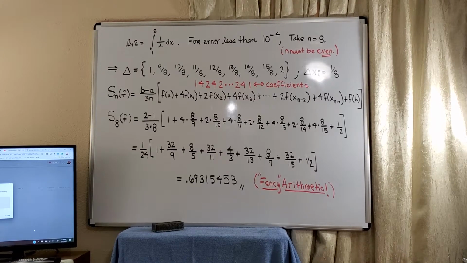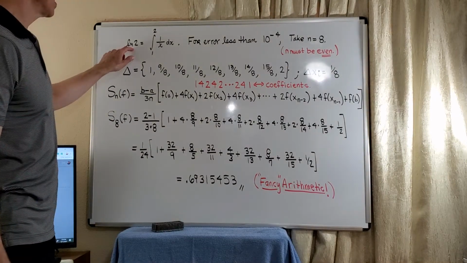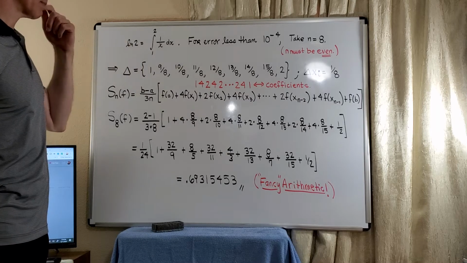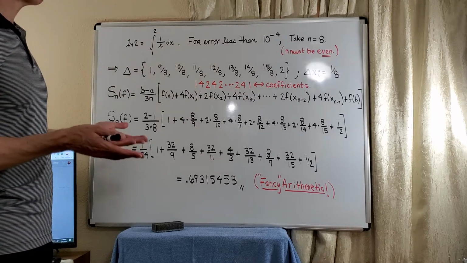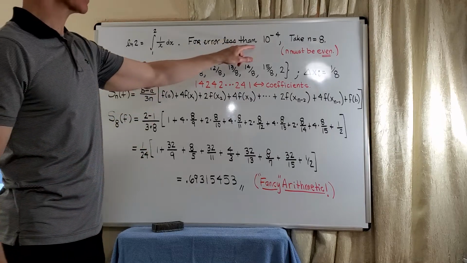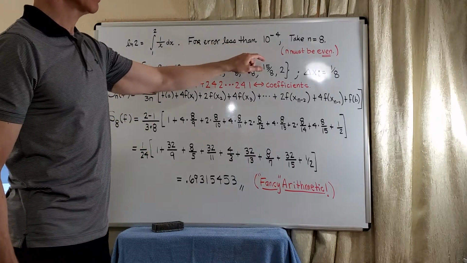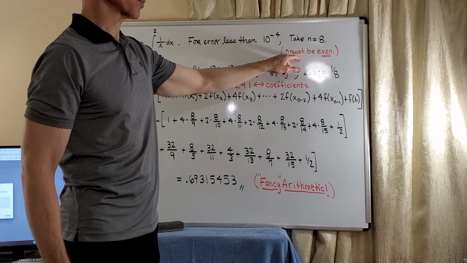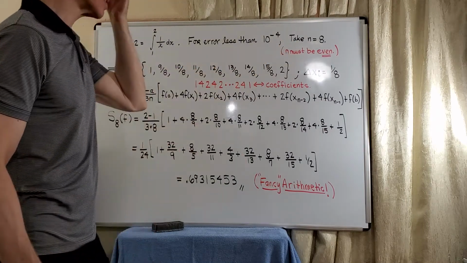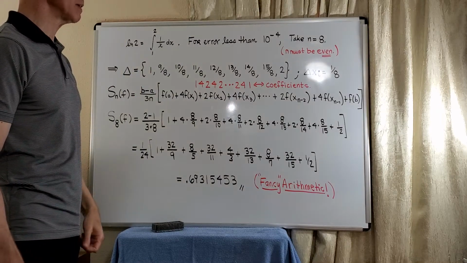Let's use Simpson's rule to affect the approximation of the natural log of 2. In the last video that we did, we found that for an error less than 1 over 10,000, we could use n equal to 8, just remembering that for Simpson's rule, n must be even. That is, the number of subdivisions must be an even number.